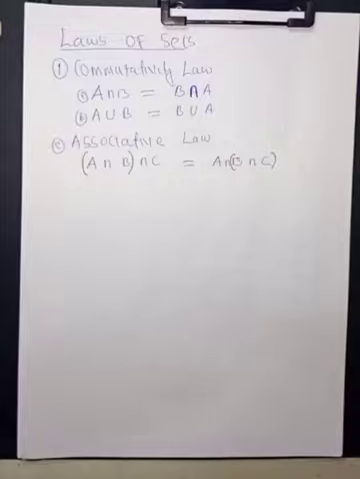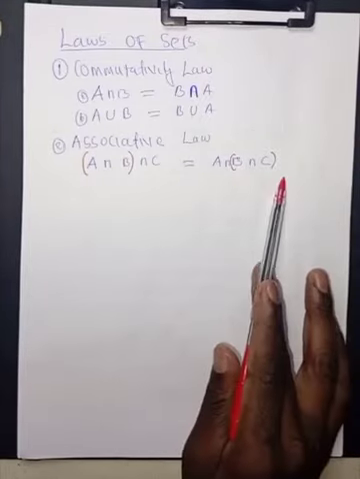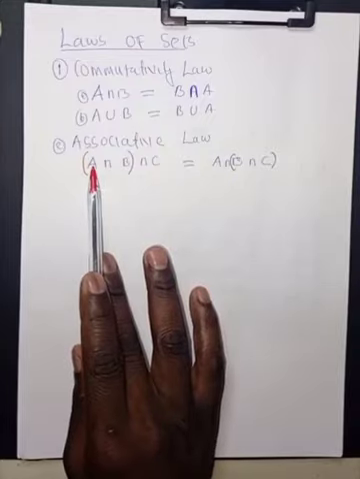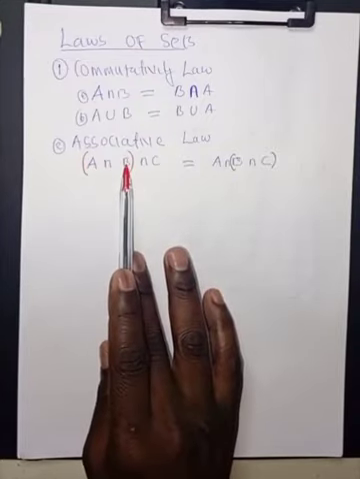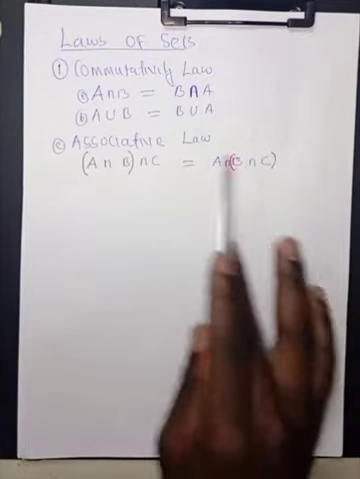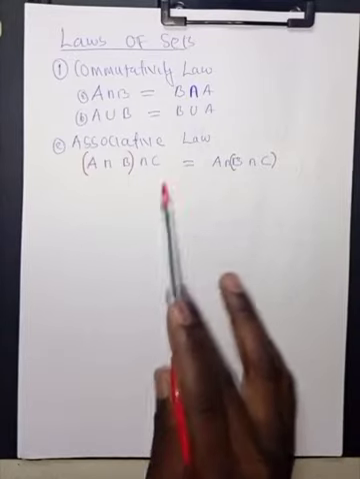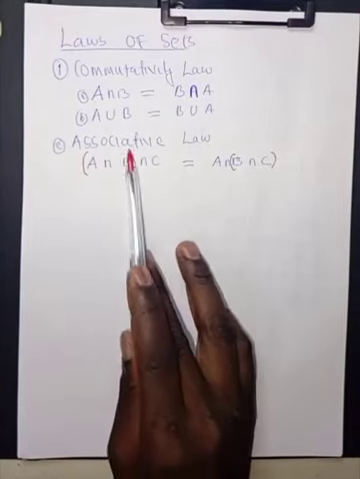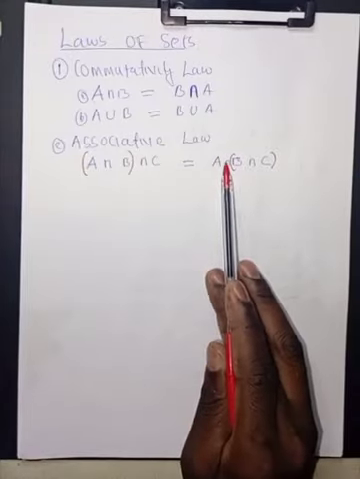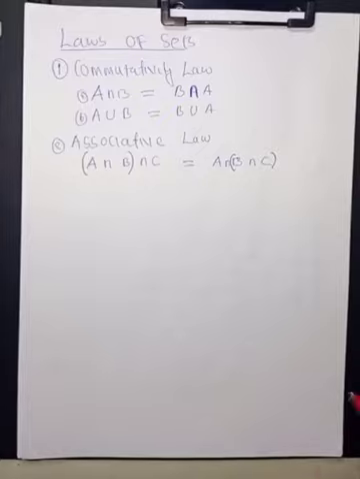So this is the first associative law, meaning there is an association between these three sets, A, B, and C. In the first case, A can associate with B, and B can associate with C. So we're trying to find association between the three sets. A intersection B in brackets intersection C should be equal to A intersection open bracket B intersection C. So this is the first one.